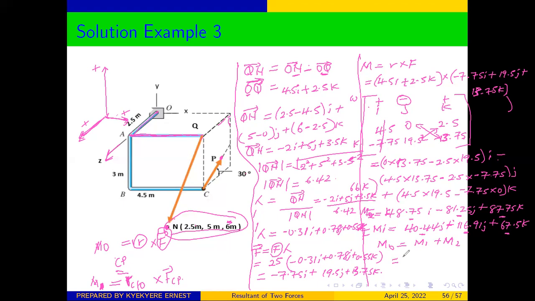And from here, our i component is going to be 40.44 plus 48.75. And then for our j component, we are going to get 116.91 minus 81.25. And then our k component will be 67.5 plus 87.75. Good. So from here, our resultant moment will be equal to 89.19 i plus 35.66 j plus 155.25 k. Yes, that was simple.